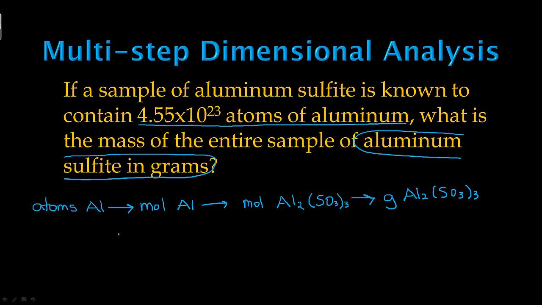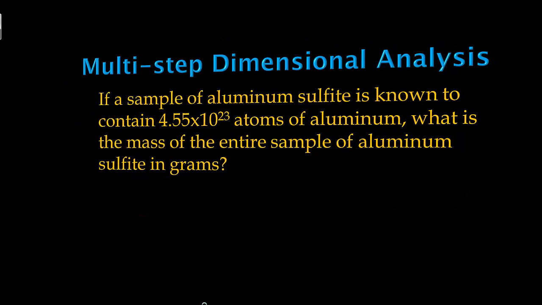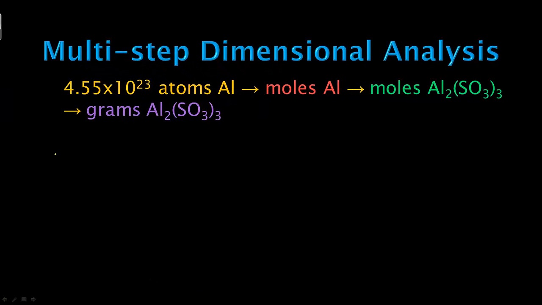This is the map that we're going to use. We're going to start out with atoms of aluminum, then we're going to convert to moles of aluminum, then we're going to convert to moles of aluminum sulfite, because we can always go from moles to moles of something different. And then after that, we're going to go to grams of aluminum sulfite, because we can always convert from moles to grams. Okay, now that we've got our mole map up here, we're going to go ahead and get started.